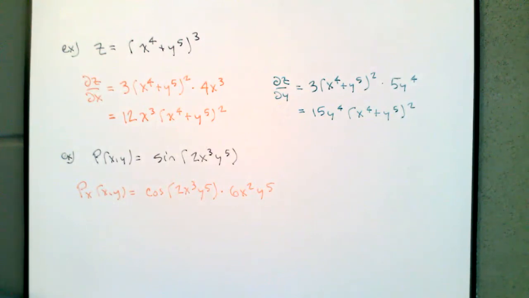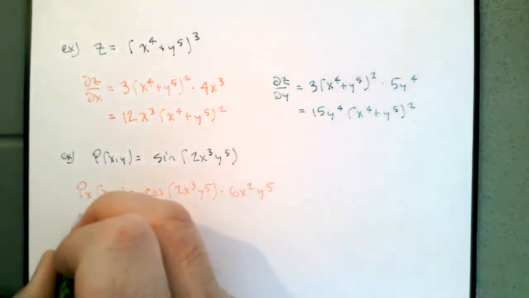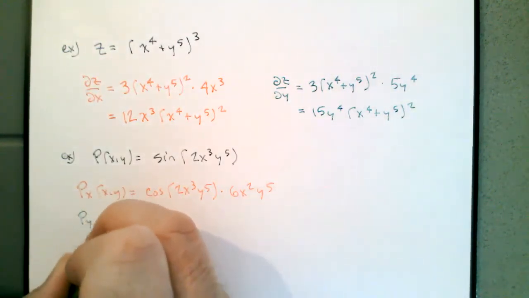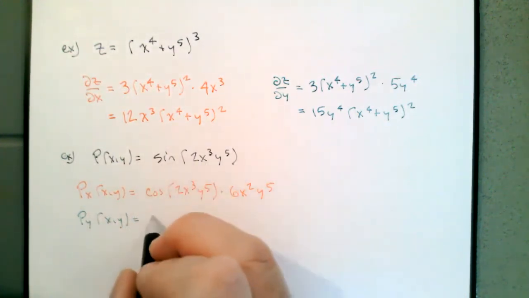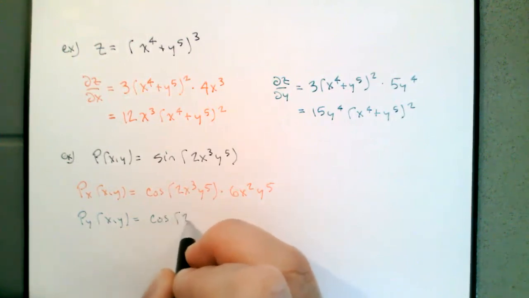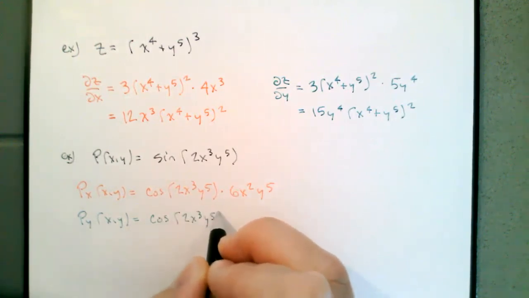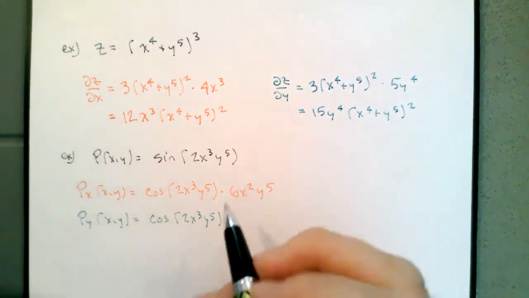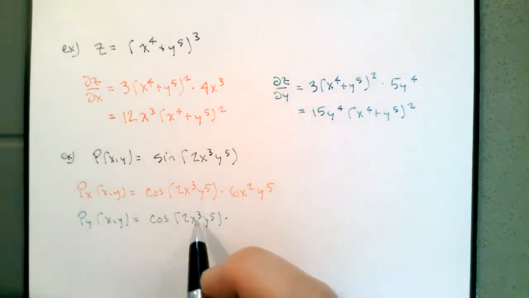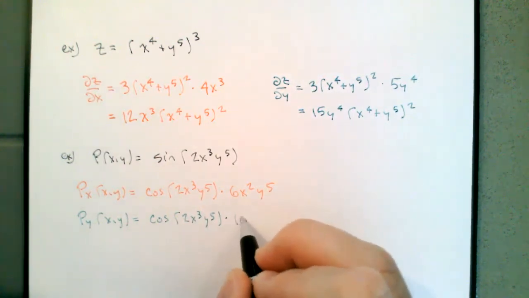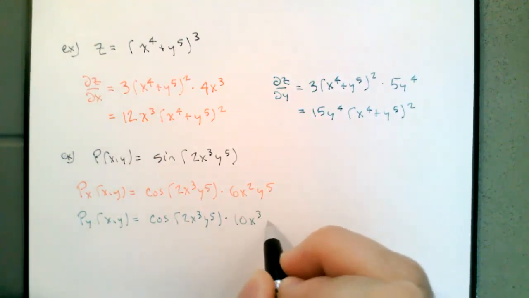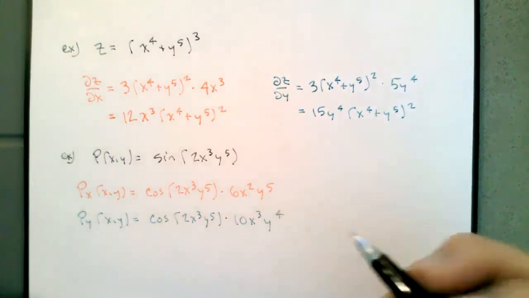Just using the chain rule. The derivative of sine of a thing is cosine of that thing times the derivative of the thing. The derivative with respect to y: the derivative of sine of a thing is cosine of the thing times the derivative of the thing. In this case, we're taking the derivative with respect to y. 2x cubed is constant. So I'll have 2 times 5 is 10, x cubed, that's all constant, y to the fourth.